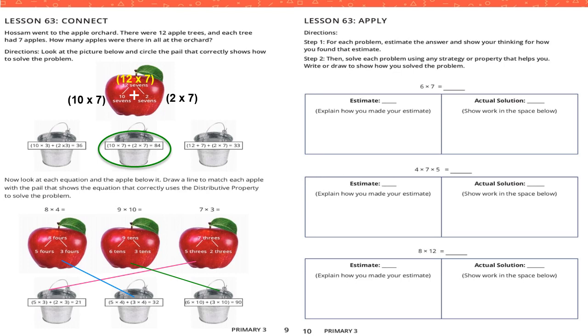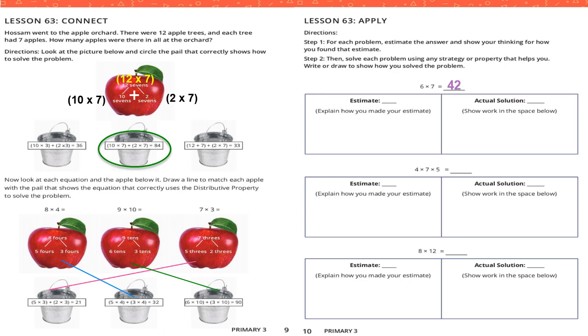Now let's move to the apply part. We have here some equations. He wants me to find the actual solution or estimate, but I know the times table, so I don't need to estimate. The first one, 6 times 7. 6 times 7 equals what? From table 6 or from table 7? 42. So the actual solution is 42.